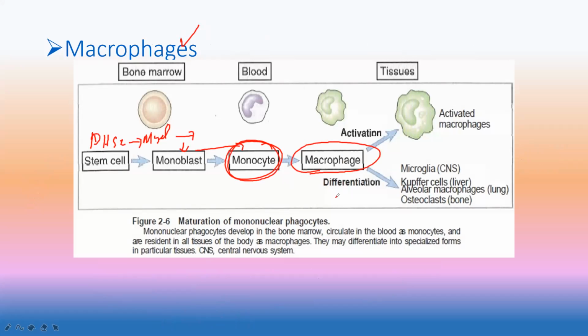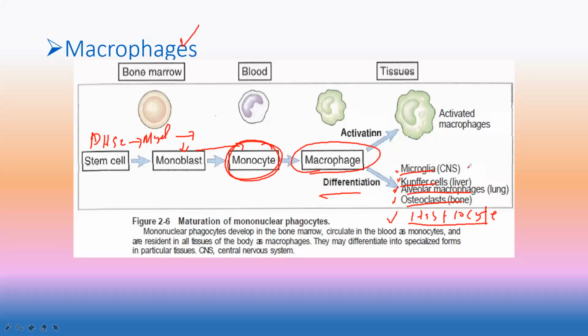So macrophages move to different tissues. If they enter the CNS, a different name. Entering the liver, Kupffer cell. Entering the lungs, alveolar macrophage. Entering bone, osteoclast. Entering under the skin, histiocyte. Histiocytes are macrophages under the skin. Clear? So macrophages move to all body tissues and they have different names.